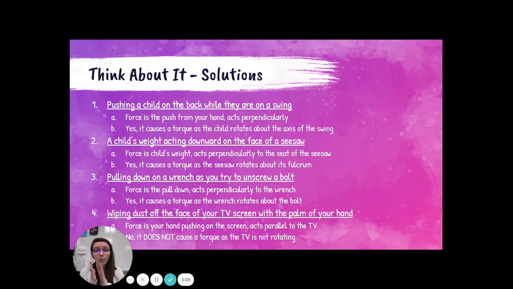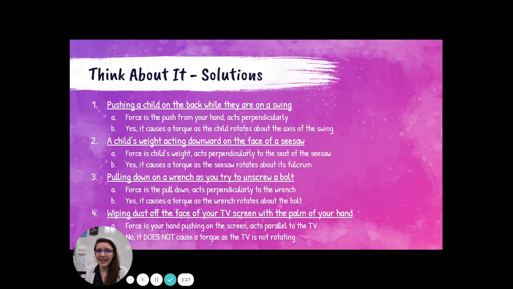And fourth, we've got wiping dust off of the face of your TV screen with the palm of your hand. The force is my hand pushing into the TV screen, and that is parallel to the TV. So that does not cause a torque, and the TV is not rotating here.